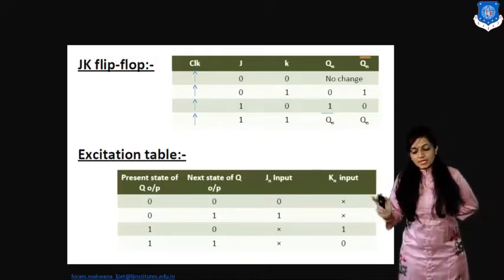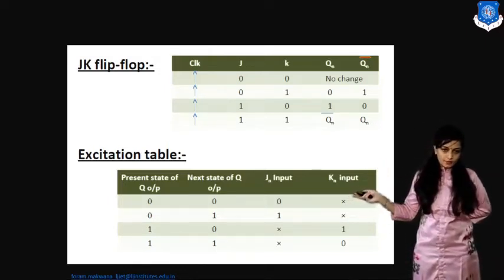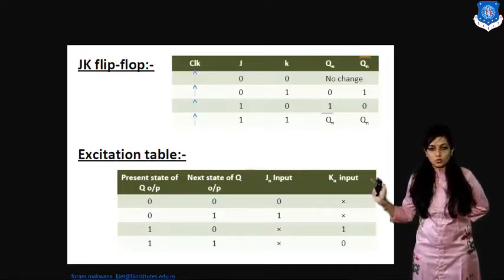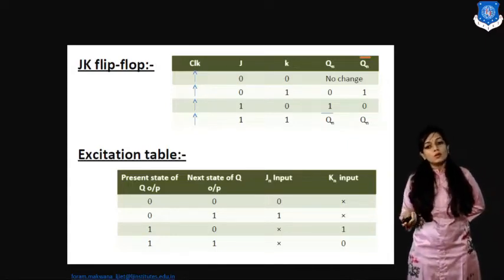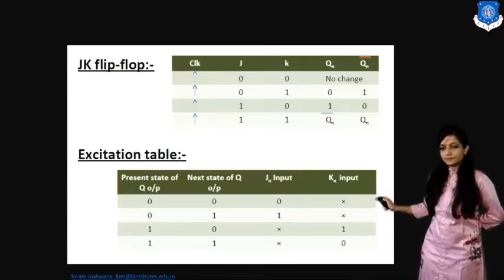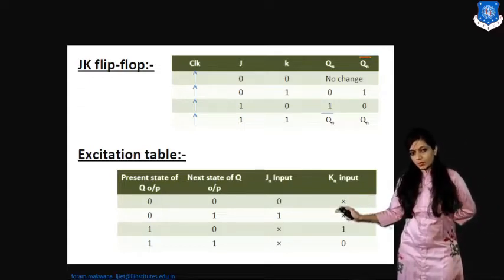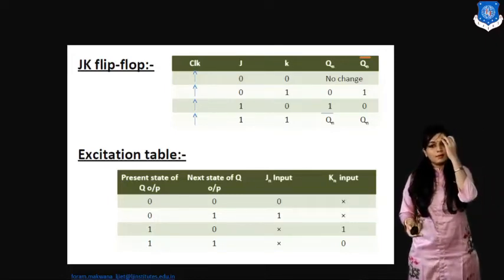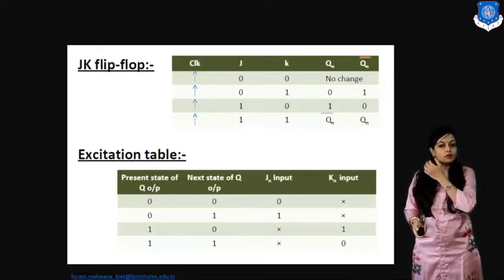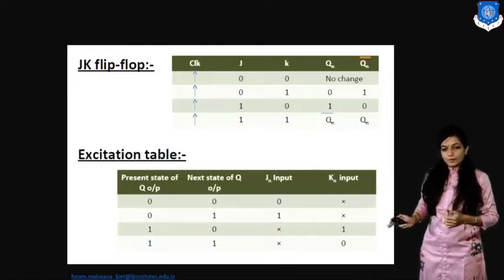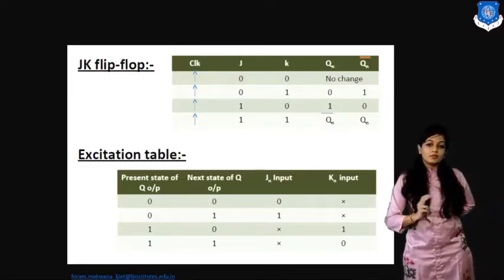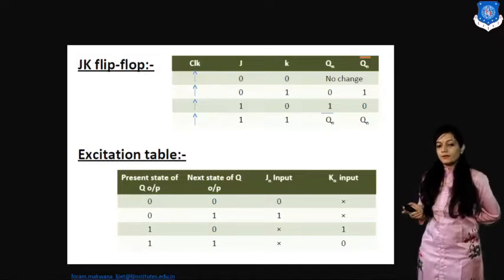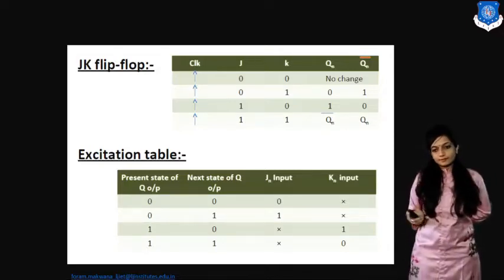If my present state is 0 and next state is 0 as well, then the value of J is 0, but the value of K can be 1 or 0. That's why cross is there. For 0 1, my present state is 0 but next state is 1, so the flip-flop must be set. The value of J would be 1, but K can be either 1 or 0. Why? For J K equal to 1 1 the output would toggle, and for 1 0 the output can be set.